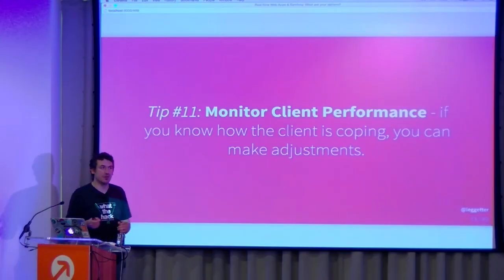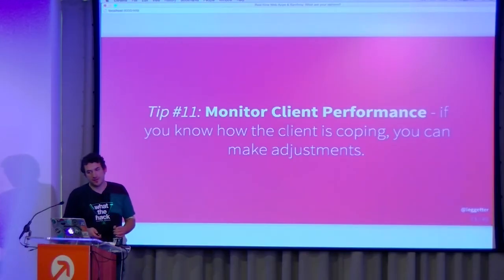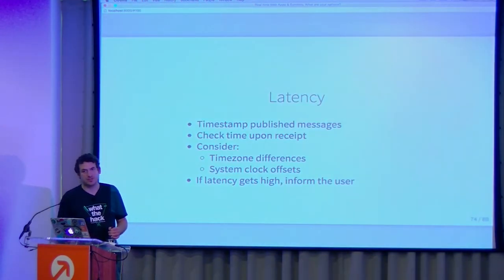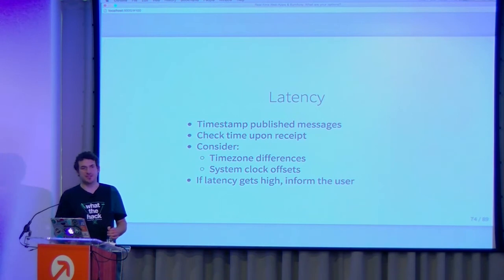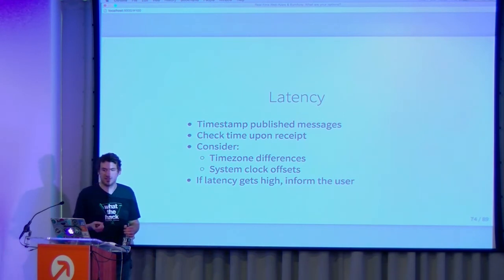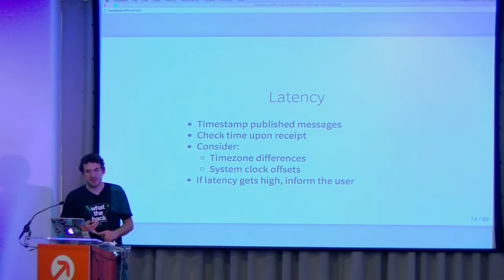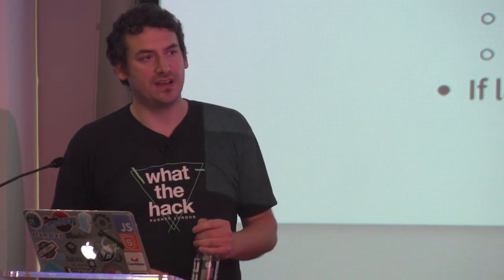But you still need to monitor the performance of that client, and then provide feedback to the user to let them know if things are working or things aren't working. So things like latency, when you publish messages, put a timestamp on them. Upon receipt of those messages, have a look at the timestamp on your local machine. Consider things like time zone differences and system clocks on the server versus the one on the client. But you can work out this latency.